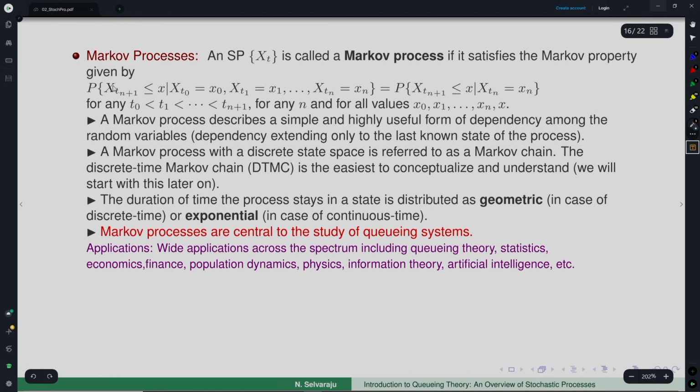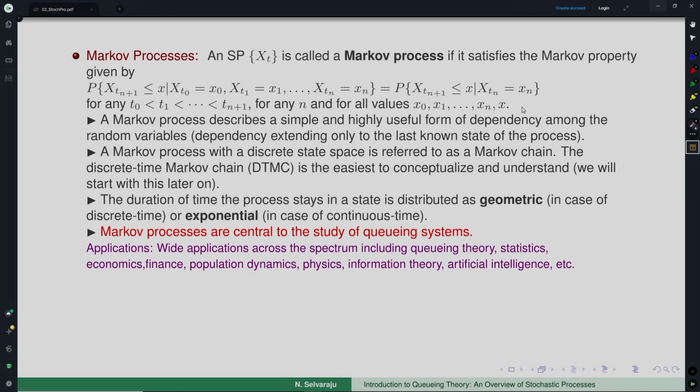Of course, this definition would be true, and this you can do only if these conditional probabilities are well defined. We are assuming that they are well defined. So, if the left-hand side is defined, the right-hand side is automatically defined. If that is the case, and if this is true for all time points, for all n, and for all values of x naught and x, then only the Markov property is true. It is not that it holds for particular values only.